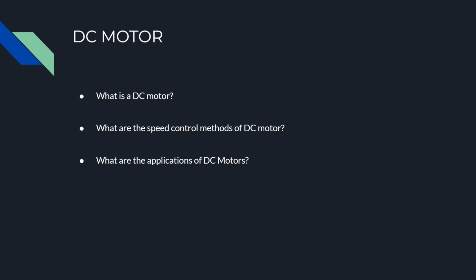Though speed can be increased above the rated value by decreasing flux with this method, it puts a limit to maximum speed, as weakening of field flux beyond a limit will adversely affect the commutation. Second method is armature control method.